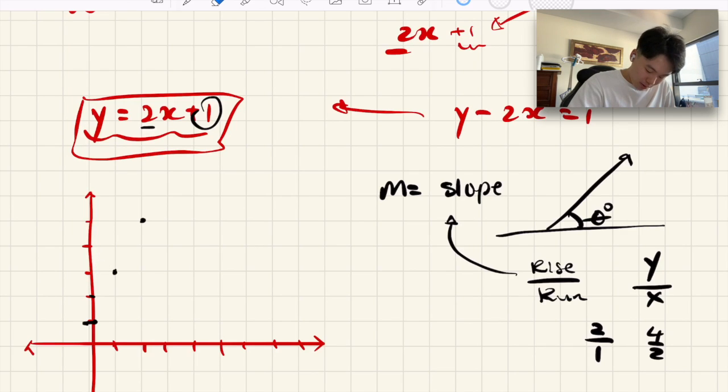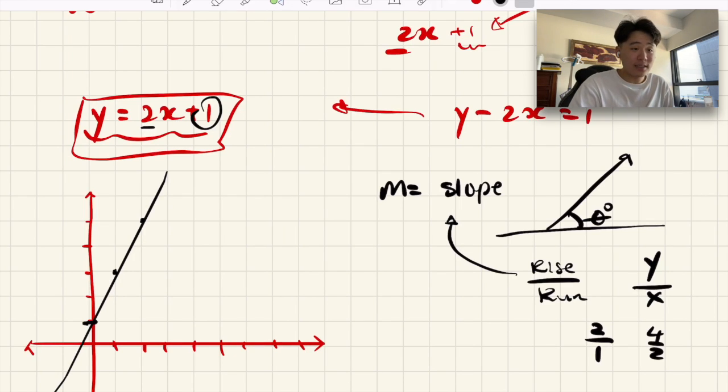Okay, perfect. Okay, one more. Yep, and that is our line, guys. Really, it's not hard. Oh, that was a horrible line. But yeah, that's y is equal to 2x plus 1, right? Lovely. It shouldn't be too hard, okay?